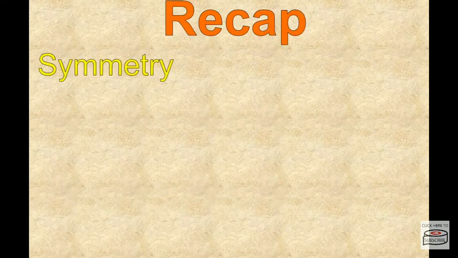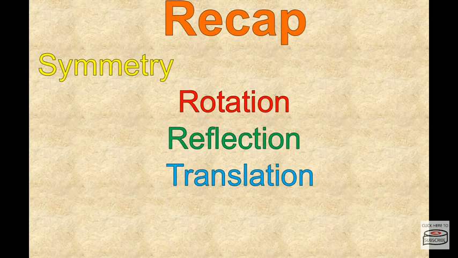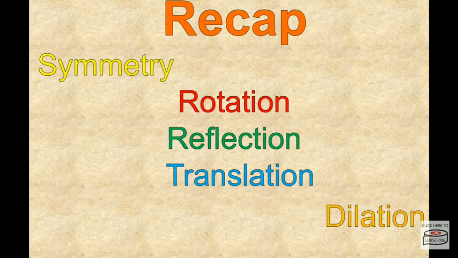Quick recap. We talked about symmetry, how there's a line of symmetry. We talked about the three isometric transformations and dilation, which is a non-isometric transformation of changing the size of a figure.